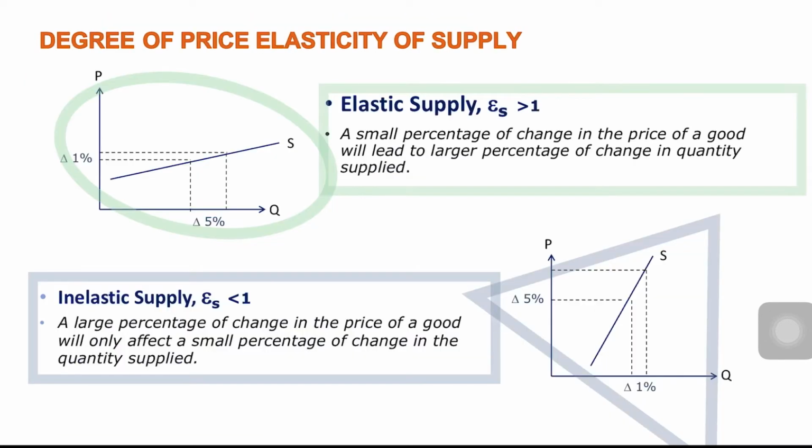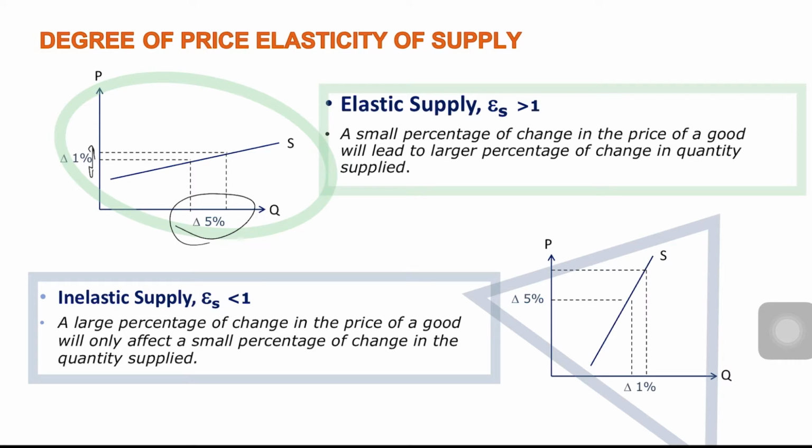Okay, we have 5 degrees of the price elasticity of supply. If you get a coefficient value more than 1, it means that the supply is elastic. A small percentage change in the price will lead to a larger percentage change in quantity supplied. For example, a 1% increase in price will lead to a 5% increase in quantity. So the quantity supplied is very responsive, or quite sensitive, towards the change in price.